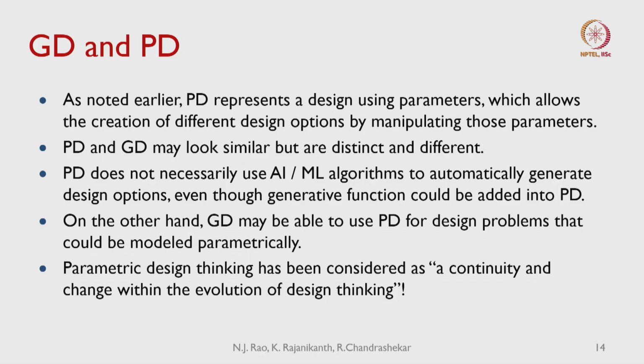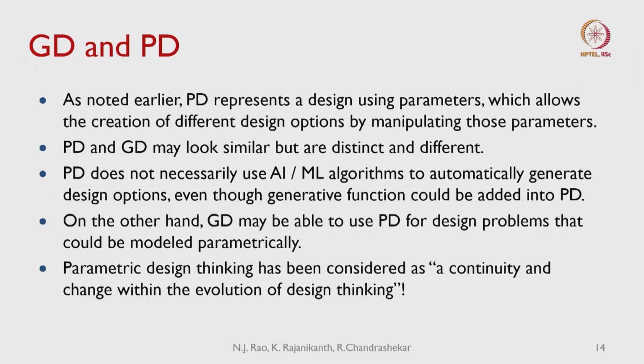Generative design and parametric design. As noted earlier, parametric design represents a design using parameters which allows the creation of different design options by manipulating those parameters. PD and GD may look similar, but they are distinct and different. PD does not necessarily use AI/ML algorithms to automatically generate design options. It can, but does not necessarily use AI/ML algorithms. Even though a generative function could be added to PD, it is not mandated that PD should use AI/ML.